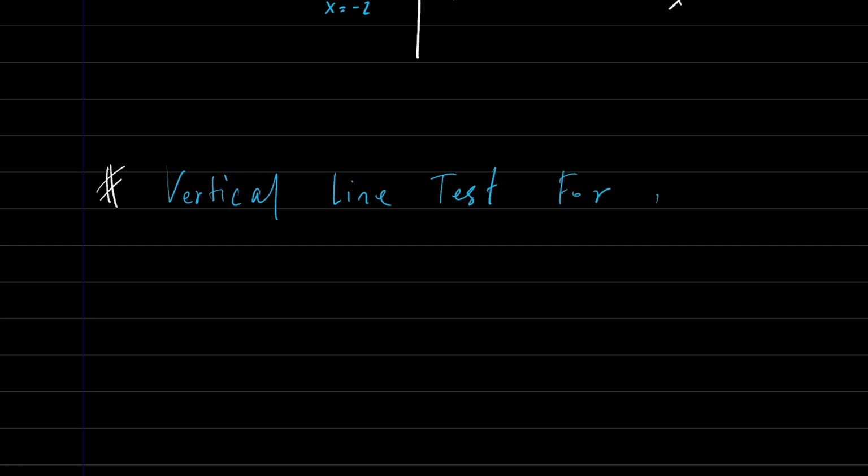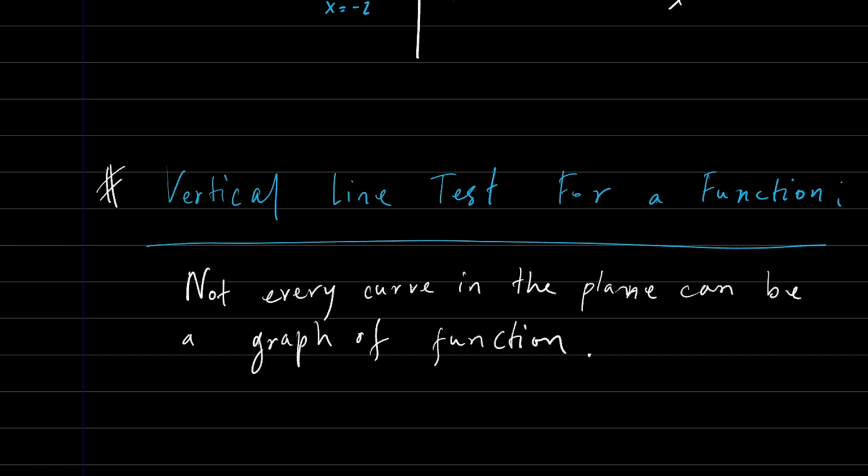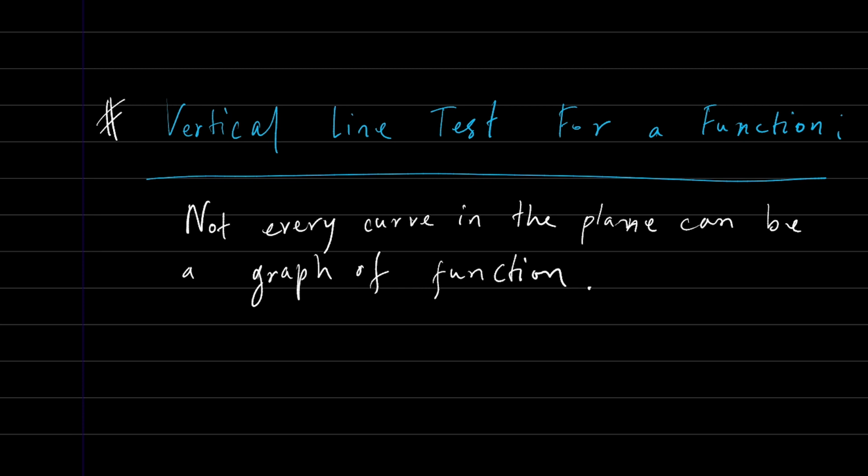Vertical line test for a function. Not every curve in the coordinate plane can be the graph of a function. So why is that? Let's check some graphs. This is our XY plane. So let's draw a circle, a unit circle. So this is our +1, x is -1 here.